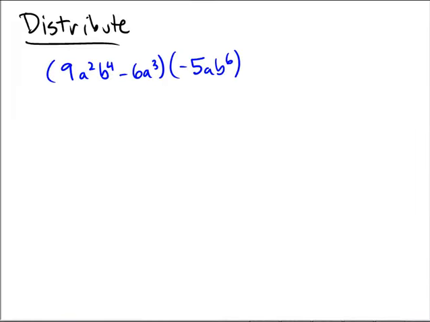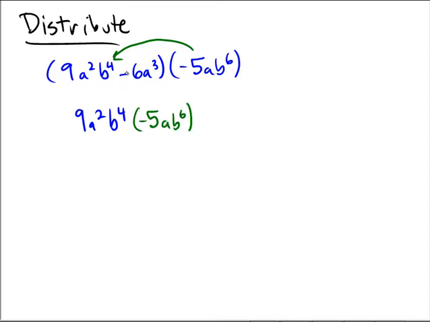This one's asking us to use the distributive property to multiply essentially a polynomial versus a monomial. So let's write this out. We'll say 9a squared b to the fourth, but it needs to be multiplied by the negative 5ab to the sixth.